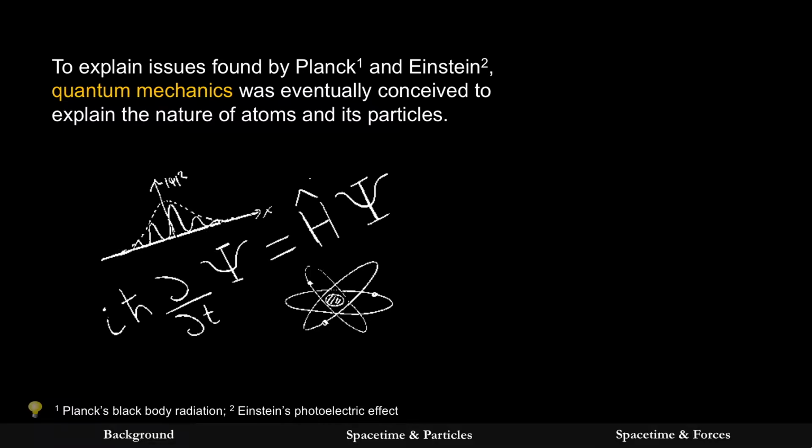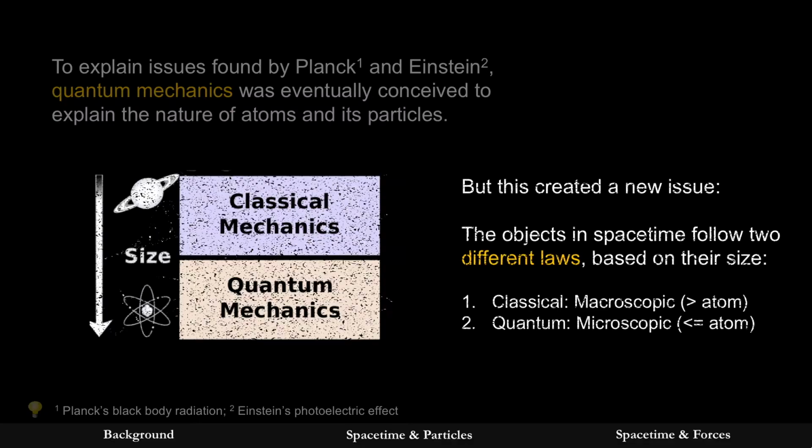Now, one more thing on background first before we get into it. All right, to explain issues found by Planck and Einstein, actually a lot more than just that, but Planck's black body radiation, Einstein's photoelectric effect, quantum mechanics was eventually conceived to explain the nature of atoms and its particles. So basically things that are smaller than the atom require quantum mechanics.